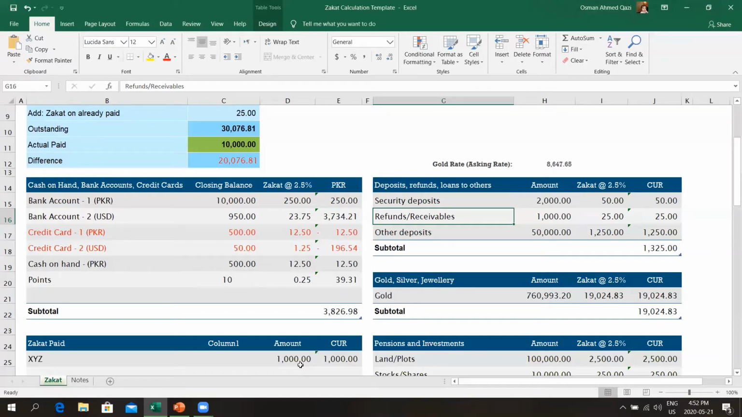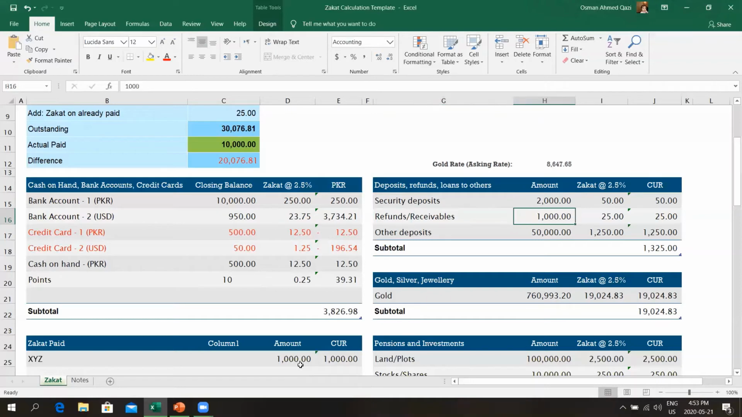If they say they cannot pay you back, or if you know that their financial situation is so bad that there's no point in asking them right now, then that money you don't need to add in. There's no zakat due on that money. That is again the ulama's opinion, that there's no zakat due on that, because you're not even sure you can get the money back.